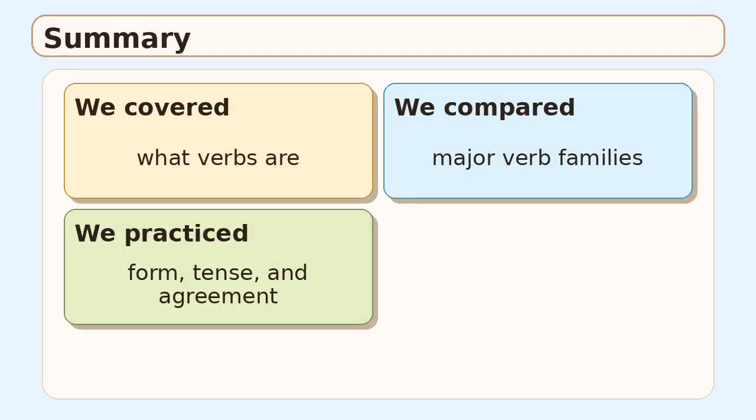In this lesson, we covered what verbs are and why they matter so much in sentence meaning. We compared major verb families such as action verbs, state verbs, helping verbs, and linking verbs. We also practiced verb form, tense, and agreement. So this lesson gives you a strong working foundation for using verbs more accurately in real English.